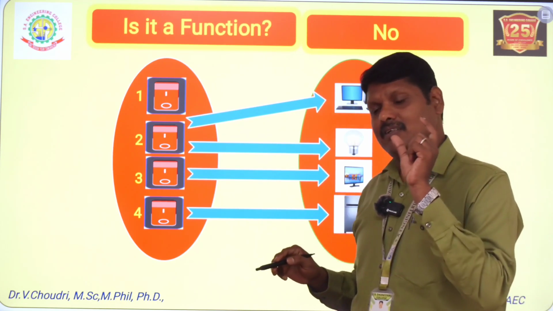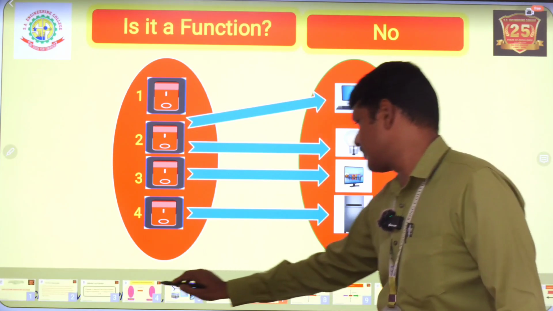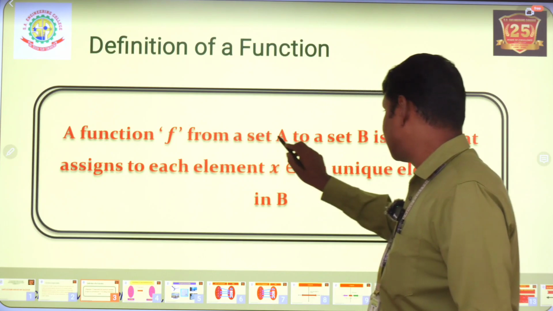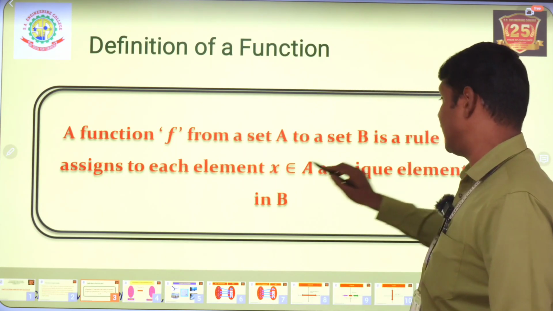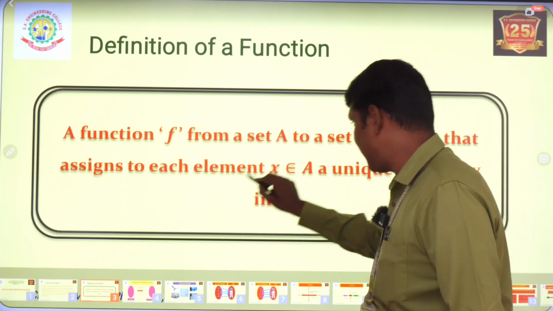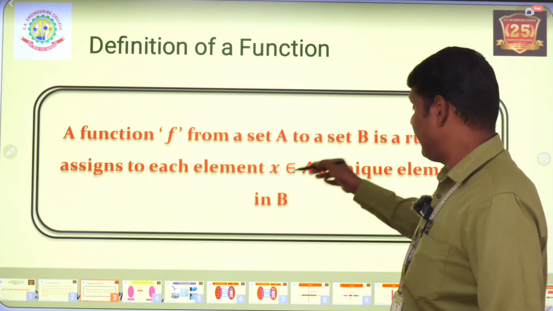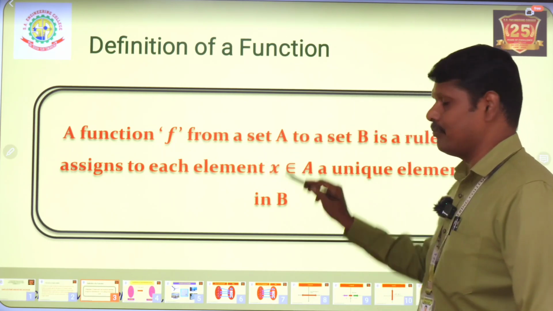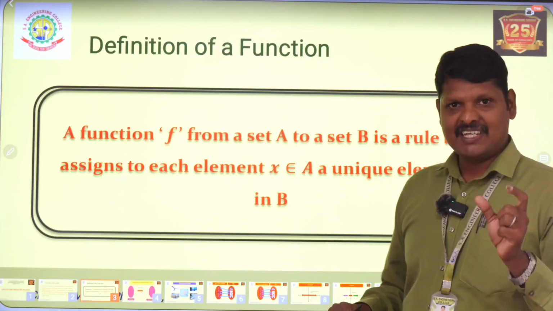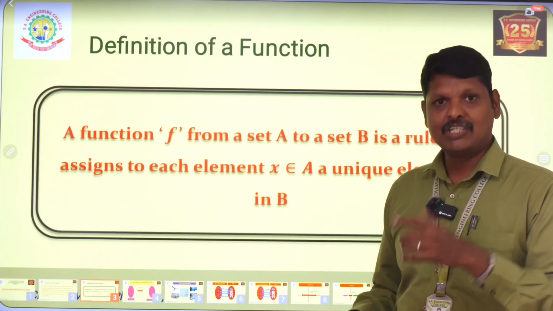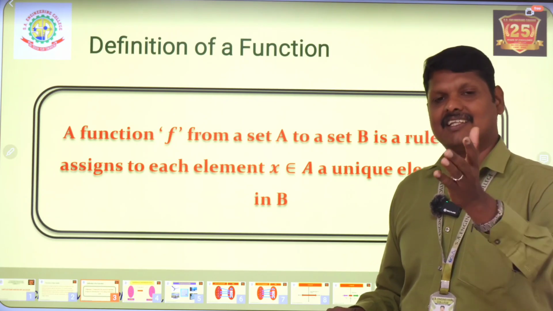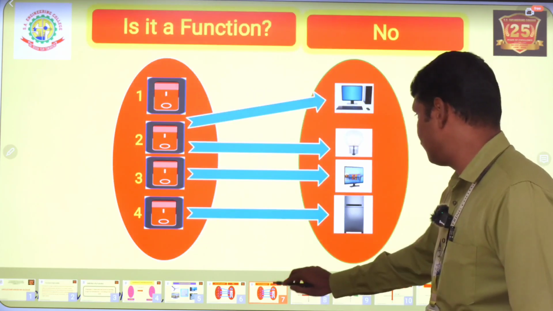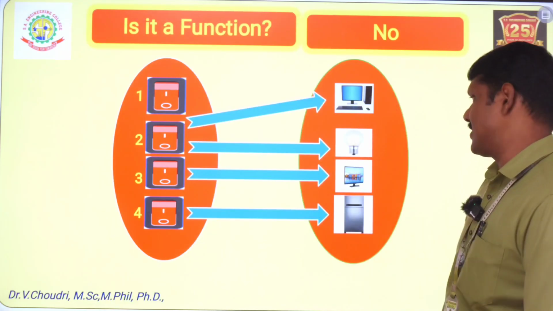What is the concept? See, a function f from a set A to B is a rule that assigns to each element x belonging to A, the domain, a unique element y in B. But here one switch is not connected with B, so we couldn't say that this is a function. Okay, so our mathematical conclusion: it is not a function.